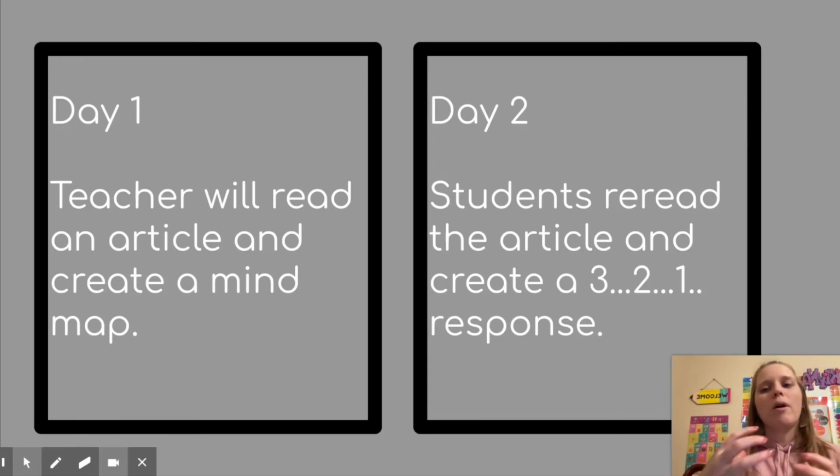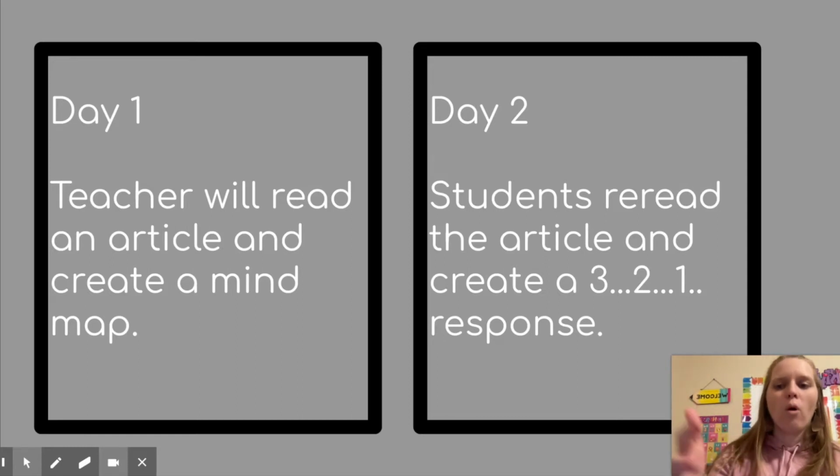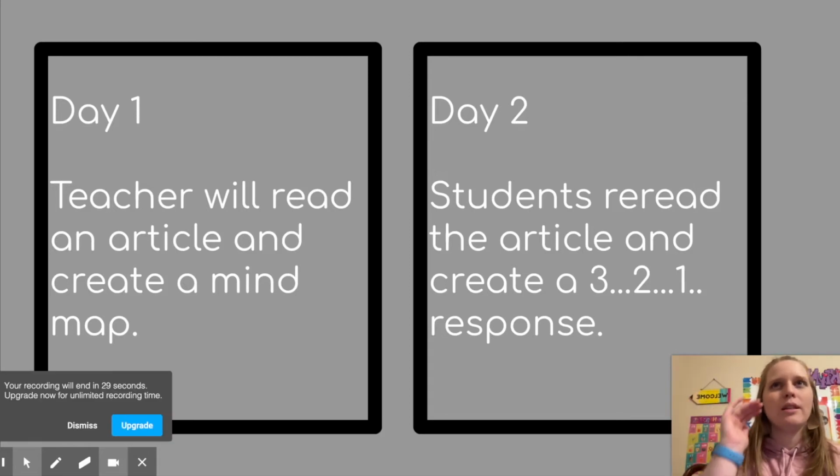So we'd talk about those synonyms, and then wind speed, wind direction. Okay, what about gusts, breezy? We need to address those as well. So the teacher would help pull those words out of the article and then talk about them. Then the next day, the students would reread the same article and create a 3-2-1 response of things that they find interesting.